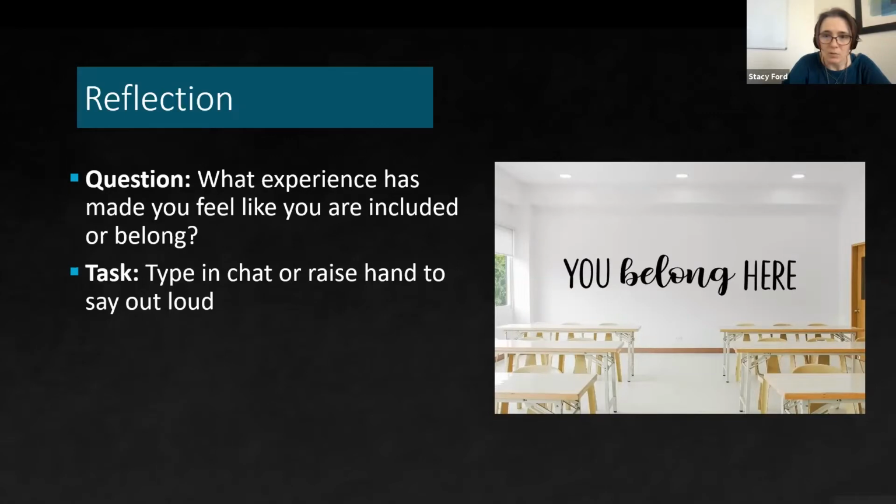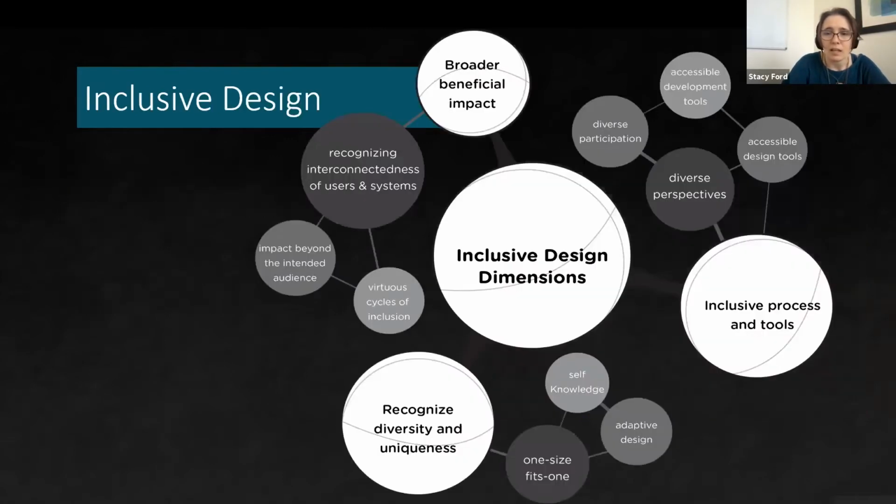So we're going to go to the next section, and we're going to talk a little bit about inclusive design. So what is inclusive design? It's design that considers the full range of human diversity with respect to ability, language, culture, gender, age, and other forms of human difference. It goes beyond accessibility and focuses on design that allows diversity to thrive.